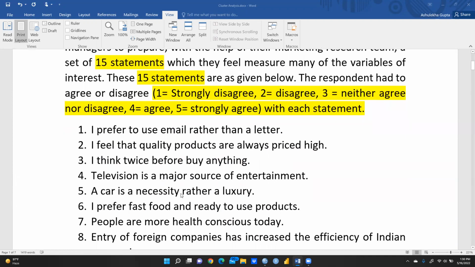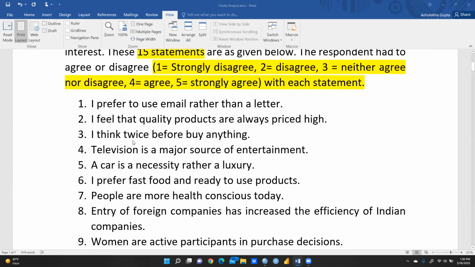What are these 15 statements on which we want to record our respondents' responses? Number one is, I prefer to use email rather than a letter. I feel that quality products are always priced high. I think twice before buying anything. Television is a major source of entertainment. A car is a necessity rather than a luxury. I prefer fast food and ready-to-use products. People are more health conscious today.